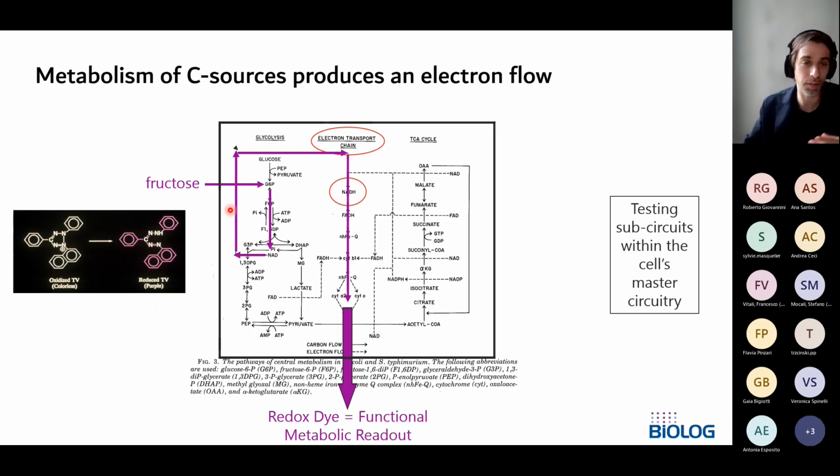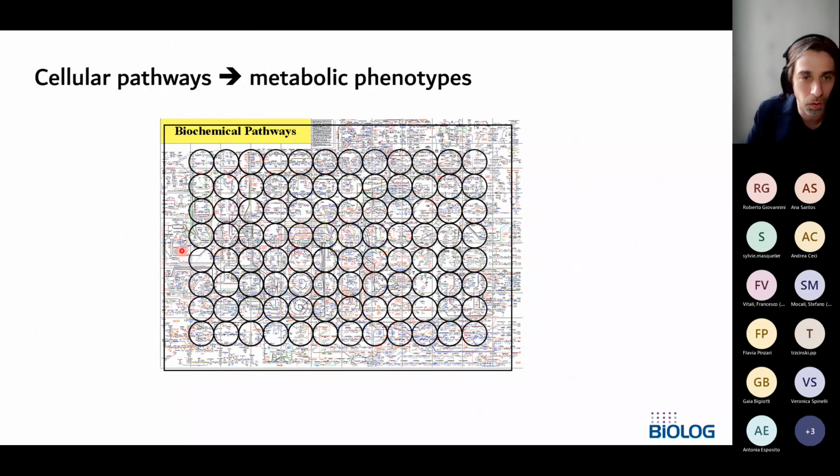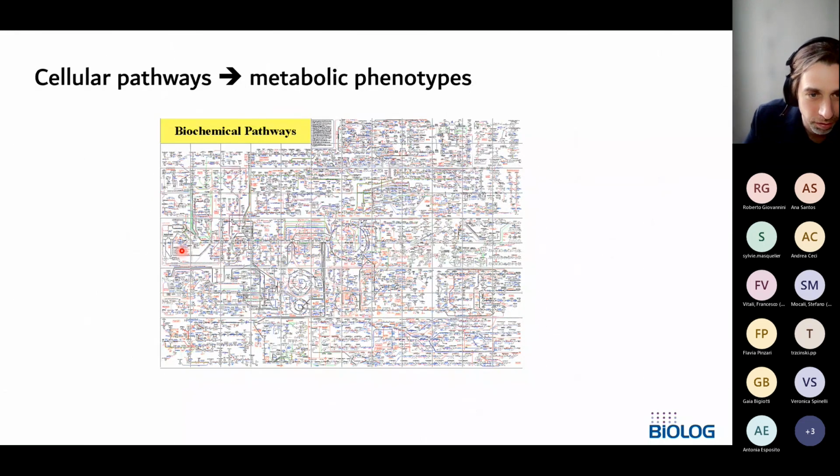And this is very true even if you use a compound that goes through glycolysis, like fructose. The end result is the same: activation of the electron transport chain, NADH production, electrons that reduce the probe, and production of color. So essentially, fructose and glutamine are just two examples of the entire subcircuit that you can find in the master metabolic circuit of the cell. So you can think about this map. We have all seen this map in the biochemistry books, and we were all scared.